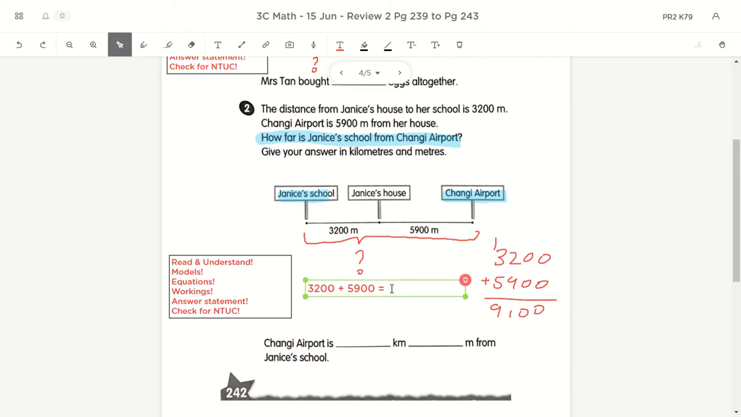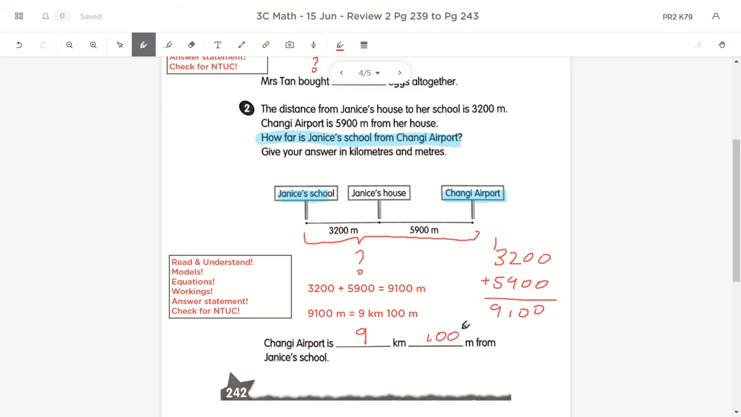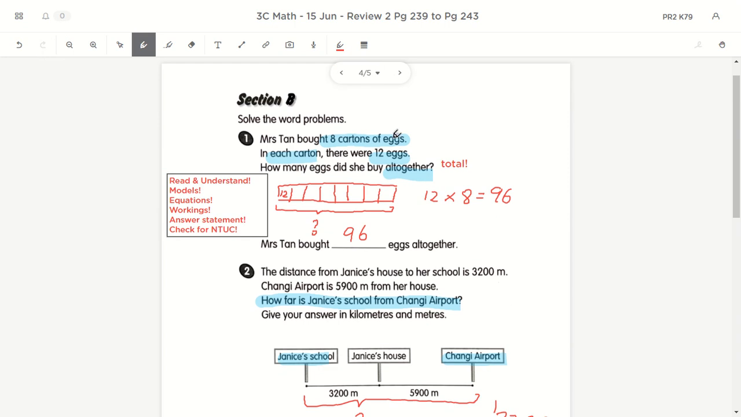Okay, so what you get over here is 9,100 meters. Of course, you want to convert meters to the unit that is required. So 9,100 meters is actually equal to 9 kilometers and 100 meters. So the answer is Changi Airport is 9 kilometers and 100 meters away from Jenny's school. Okay, quite straightforward, nothing difficult. So with that, let's go on to the next question.